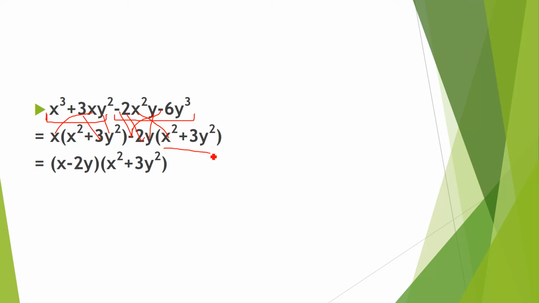And in these two parentheses, again both should be exactly same. X square plus 3y square, x square plus 3y square. If x square it would be minus or negative 3y square, it means you did some mistake. So it is very important that both parentheses should be exactly same with the same operations. So from these two, you can take x square plus 3y square as a common one time. And what is remaining here? X is remaining here and minus 2y from here, and this is your answer.